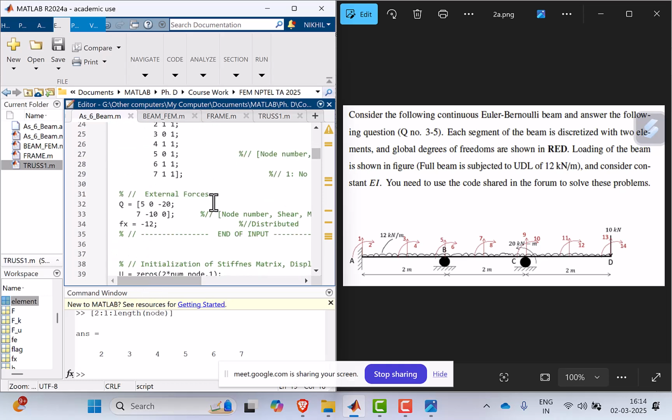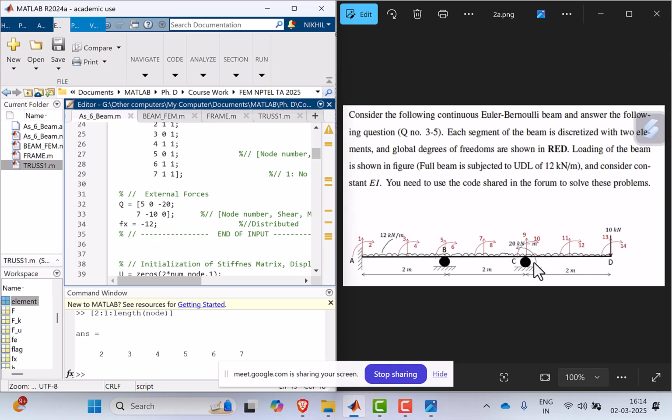Now we have to define the external forces. Which of our nodes has external forces? Does the first node have any loading? No. We have seen that only one moment is acting at 10 and one loading is acting at 13.